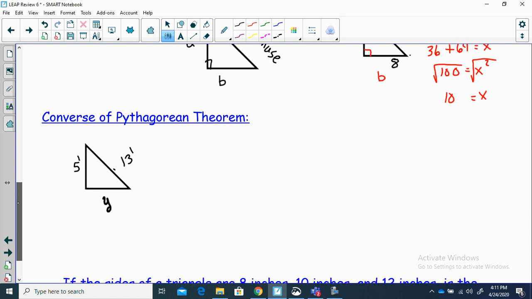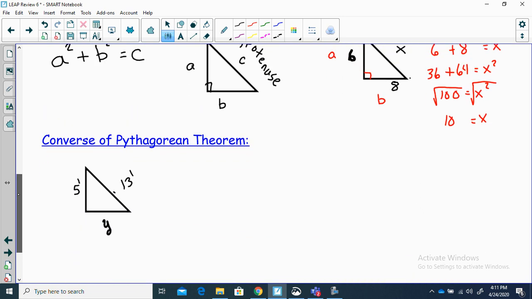Now they talk about the converse of Pythagorean theorem. That simply means, what if you're looking for a side that's not the hypotenuse? What if you're looking for one of the legs? When you're looking at a right triangle, these two sides are called legs. This is the hypotenuse, across from the right angle. So let's set up Pythagorean theorem.